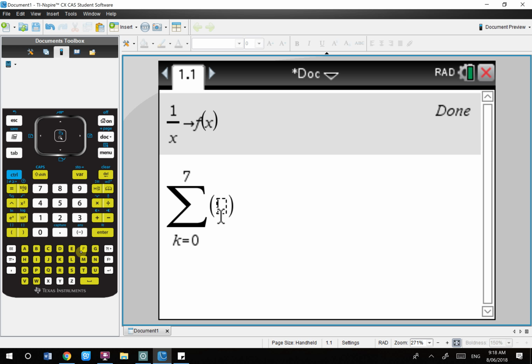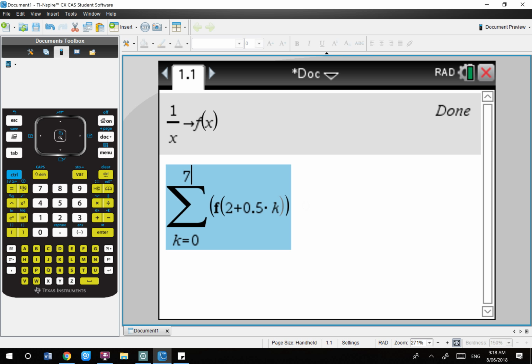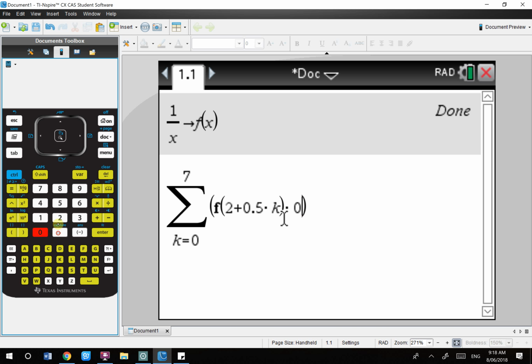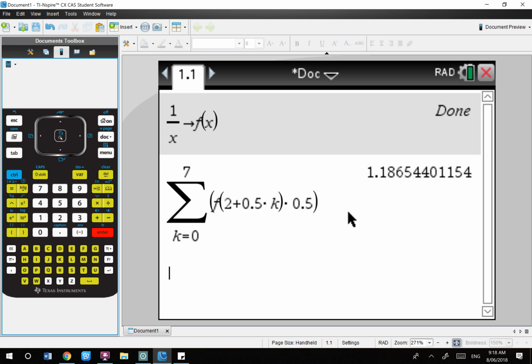Then I'll put f bracket. What is A? A is 2. 2 plus h, h is 0.5, times by k. Well, k is the changing value. And this function needs to be multiplied by 0.5 again, so times h. So inside is A plus h times k, and outside times another h. That's the formula I give to you, right? And then press enter. That is the value you will have.